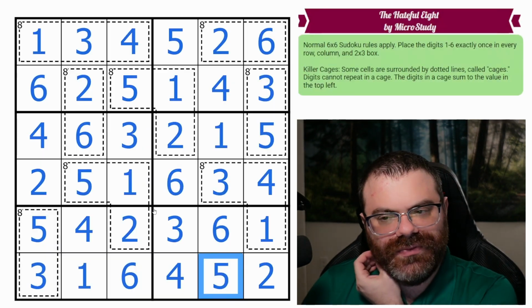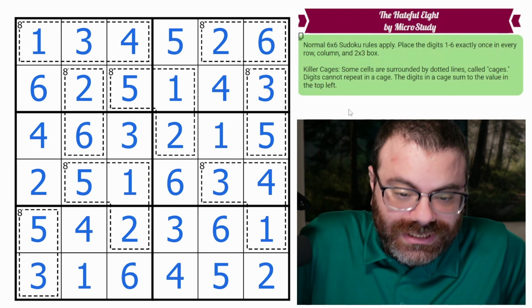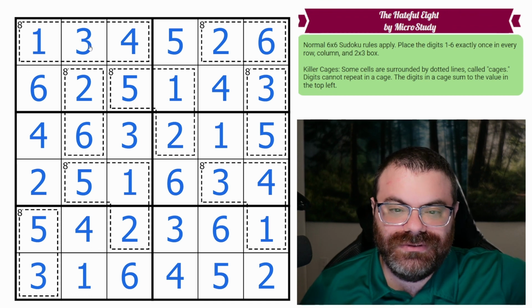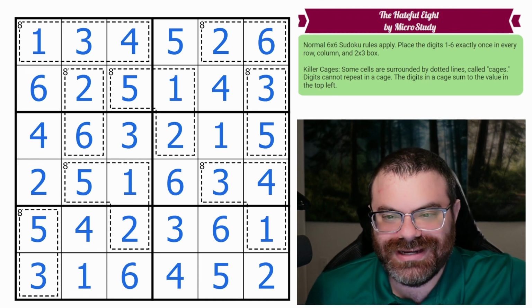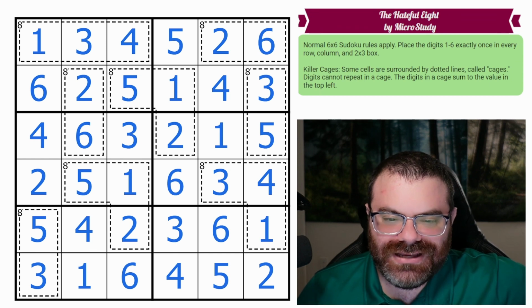Very nice. Well, happy birthday again, MicroStudy. A very pleasant puzzle for your birthday. I quite enjoyed it. Flowed very nicely. Kind of solved top to bottom, too. So that's how you know it's a good setting. And yeah, it was interesting the whole way.